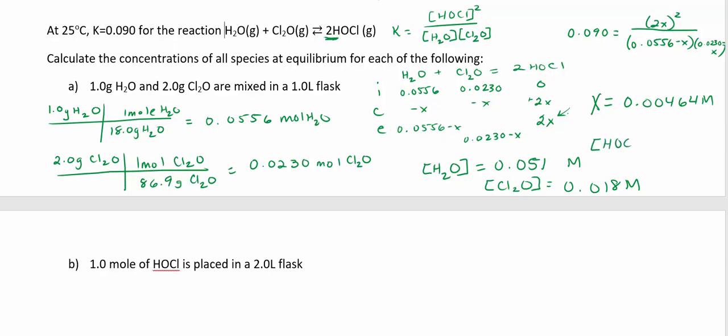And the concentration of HOCl is going to be 2 times my x value, 0.00464. So I get a value of 0.00928, so I'd round that to 0.0093. So those are the values for that one.